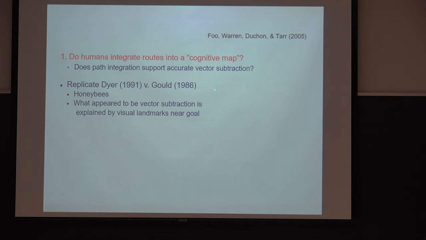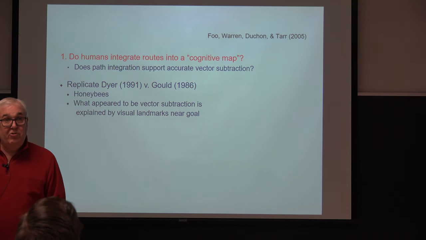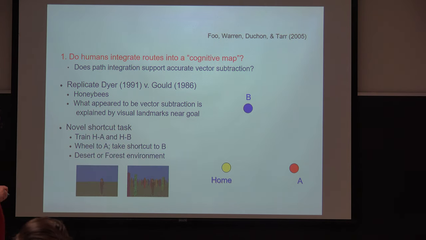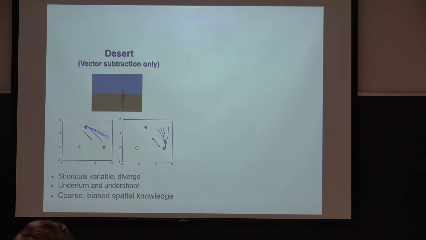The first experiment they did, this is from Fu, Warren, Duchon and Tarr, was to see, can humans do path integration? So it's exactly the task I told you before. You learn home to A, you learn home to B, and then you put subjects at A and tell them to walk to B. You now place them either at A or at B and ask them to walk to the other one. So you train them on that, and then see if they can do a novel shortcut. And this is what they do.